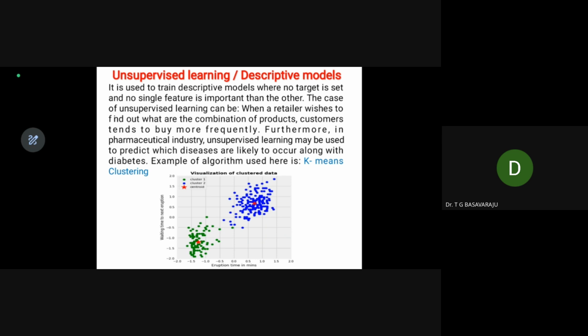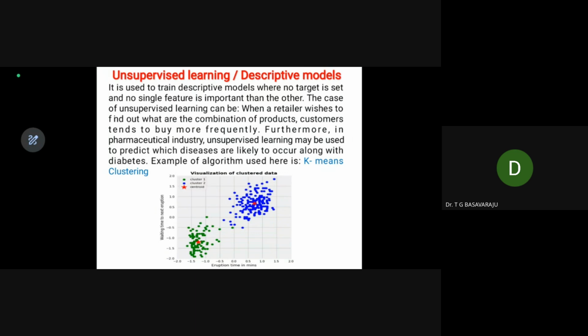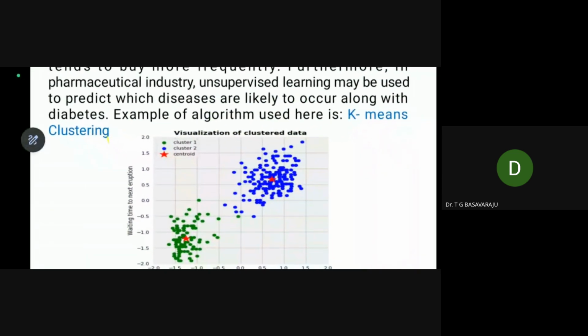Unsupervised learning and descriptive model. Here, as I told you, we will be trying to do clustering. Depending on the type of the data, we try to find similar kinds of data sets and, based on that, we form the clusters as shown here. Blue colored ones are one type of cluster, and green colored ones are another type of cluster. It is a visualization of the cluster data, and the red colored ones show the centroid of each of those clusters.